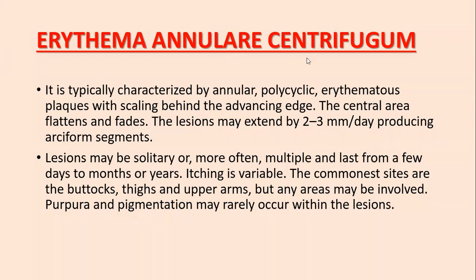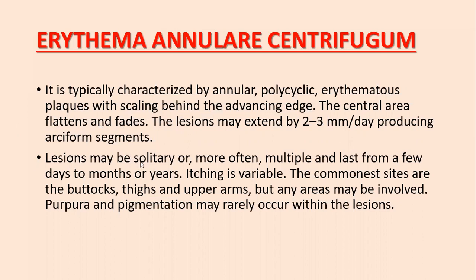Now, erythema annulare centrifugum. This is a prototype of all annular or figure eight erythema. It is characterized by annular polycyclic erythematous plaques. Polycyclic means multiple cyclic rings. There is scaling behind the advancing border. This is important. The central area flattens and fades. Lesions may extend up to 2 to 3 millimeters per day, producing arciform segments.